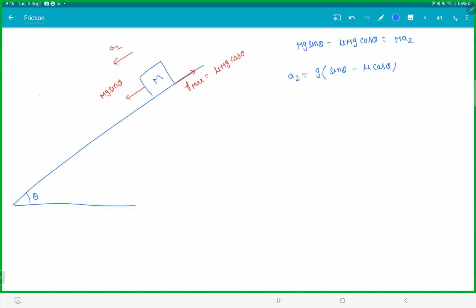Now this is the reason I found s. You cannot find the time. When it reaches here, is it at rest? We don't know, right? So it has some velocity v dash, which we don't know.